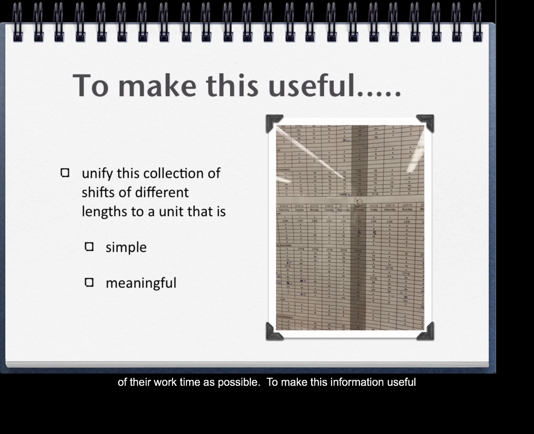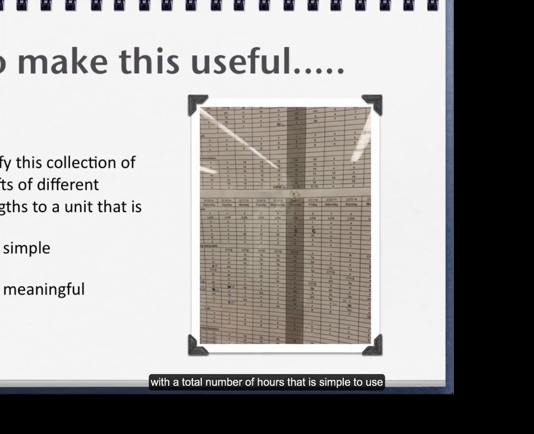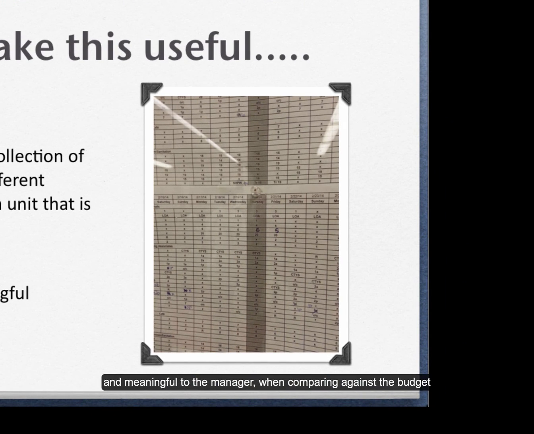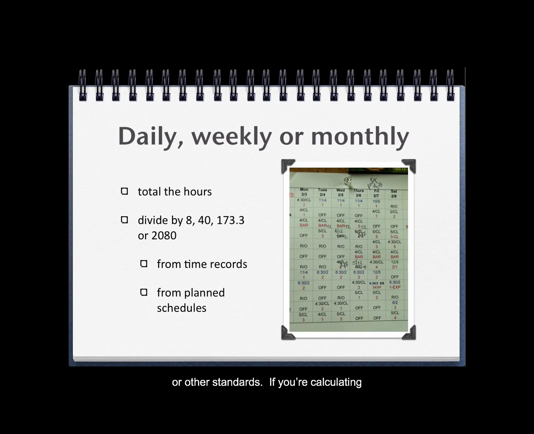To make this information useful, it's necessary to add together all of the hours worked to come up with a total number of hours that is simple to use and meaningful to the manager when comparing against the budget or other standards. If you're calculating a daily FTE total, you will include all of the hours worked in one day and divide by 8, which is the hours worked by one full-time employee. For a week, total the hours and divide by 40.